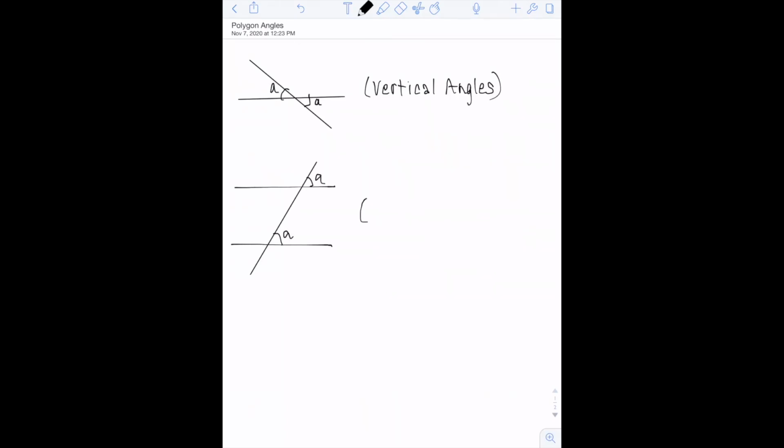Before we start talking about polygon angles, we'll first go over some basic angle facts. If there are two lines that intersect each other, then the angles that are opposite each other are congruent, and they're called vertical angles. If there are two parallel lines, and there's a line that goes through both of them, then these angles are corresponding angles, and they're congruent.